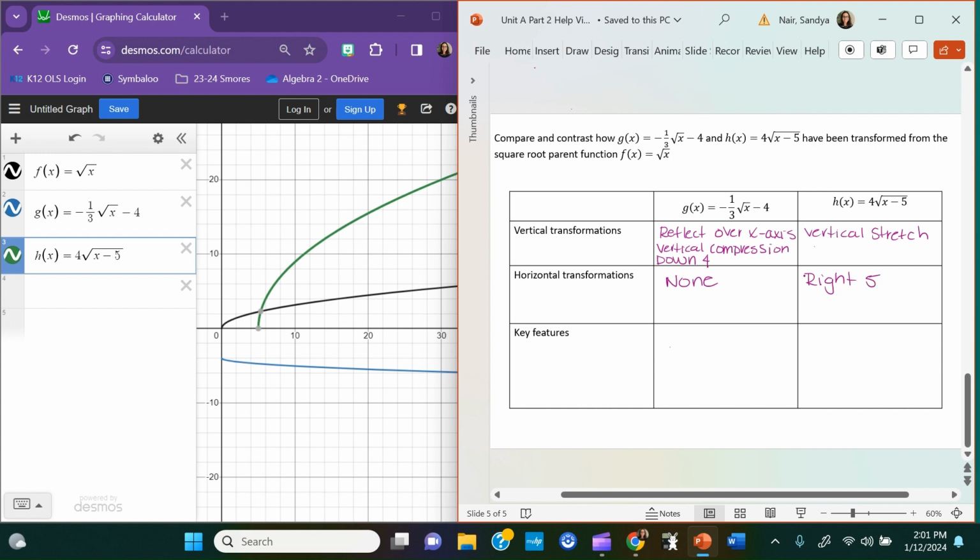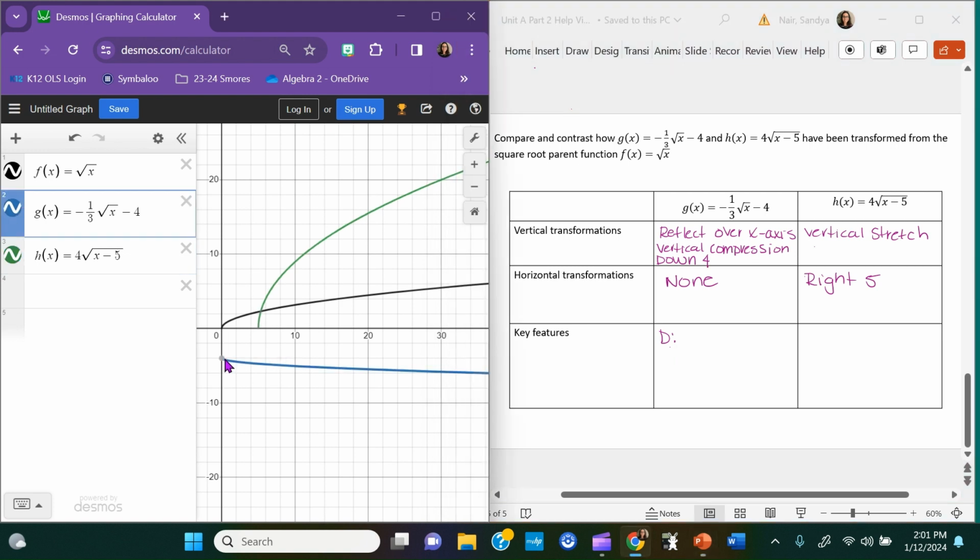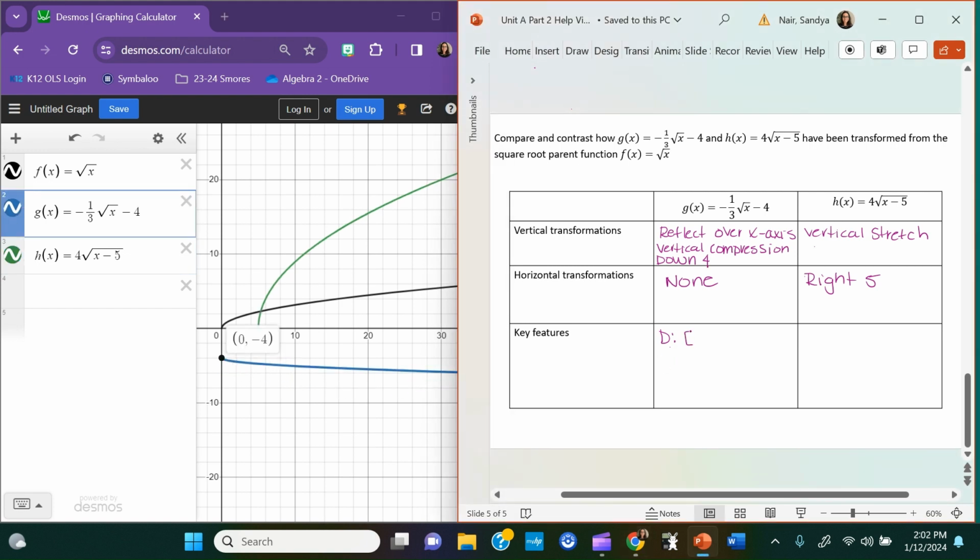Now let's think about the key features. Remember, when we're talking about square root functions, the key features are domain and range, maxima or minima, and the intercepts. So let's describe the domain of g of x. You can see that it starts off at 0, and it heads to the right to positive infinity. So we would say 0 to positive infinity.